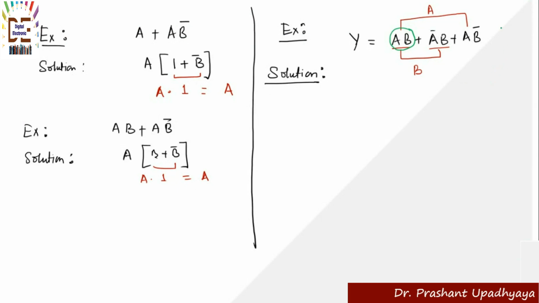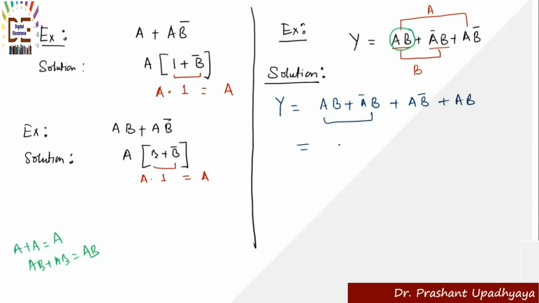We know the rule that if I add a plus a plus a, this will be a only. Similarly, if I add ab plus ab, this will always be equal to ab. Okay, is it clear? If I add a plus a, that will be a. If I add ab plus ab, it will always be ab. So can I write the equation in such a way that y equals ab plus a bar b plus ab bar plus ab? So if I take this common from here, my answer will be b plus a into a bar.